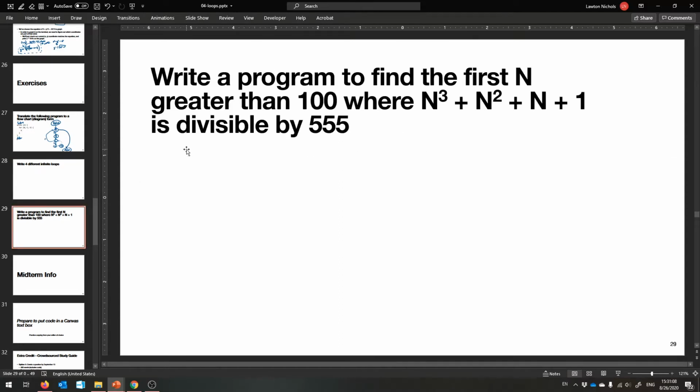And then finally, write a program to find the first number n, so make n range between some values, greater than 100, where n to the third plus n squared plus n plus 1 is divisible by 555. All right? So you're going to have to make n range between some numbers, and it'll start at 100, and then it'll just keep going until you find the first number. Okay?